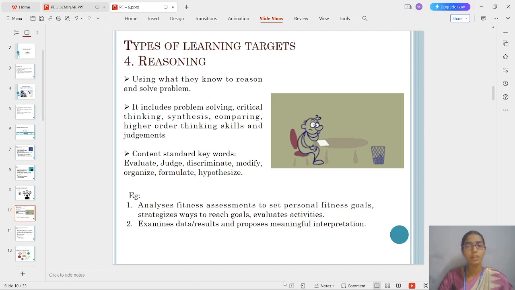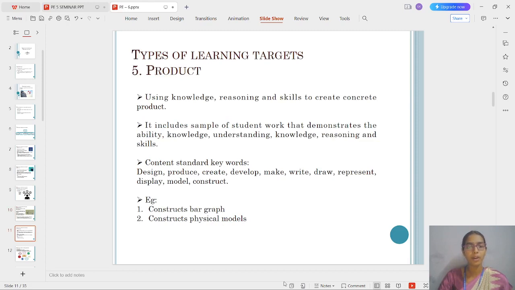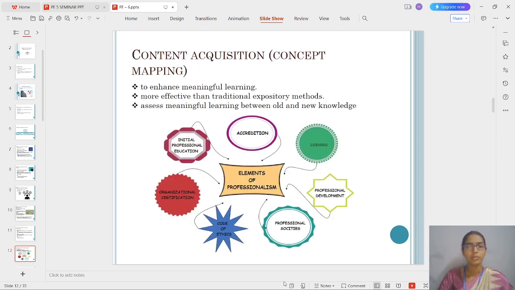This is one of the important things. Then finally the product formation. The learning targets here focus on the student who uses their knowledge, reasoning and skills to create a concrete product. The content standard keywords used to set these learning targets are design, produce, create, develop, make, etc. Then these are the ways or techniques that are helpful to assess the learning targets.